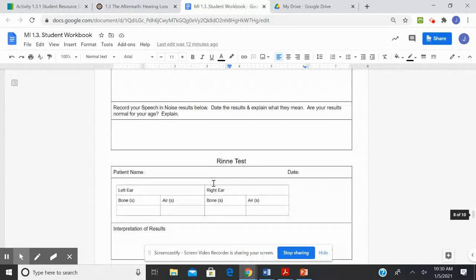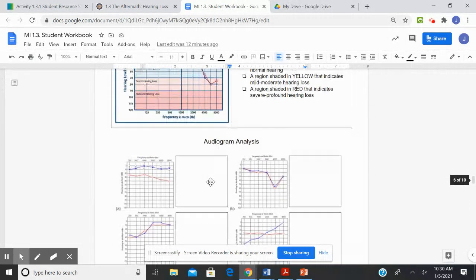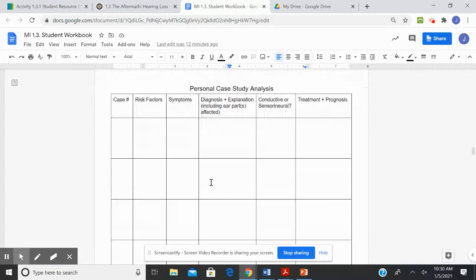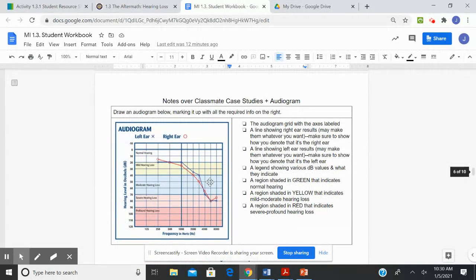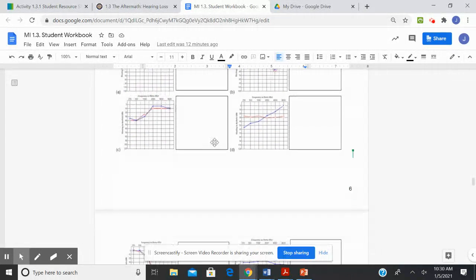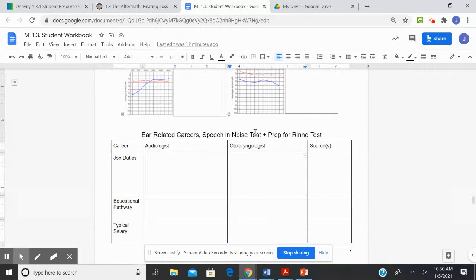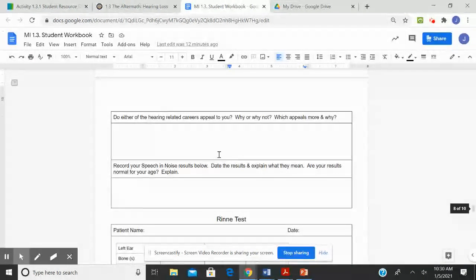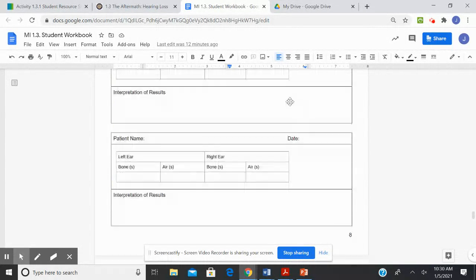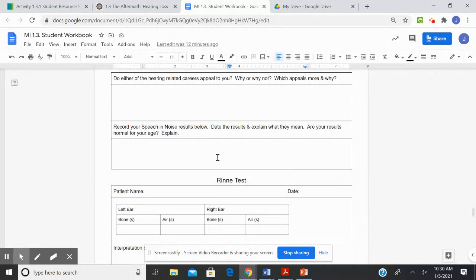So, long story short, what you need to do between now, on the day that you're not in class, and we're also going to start some of 1.4 in class, is make sure you understand how to read an audiogram, match these audiograms up with the patients, finish up this career information, analyze these things. And then the speech and noise test. That's the last thing that you need to do on your own. So we're going to do this Renee test in class together.